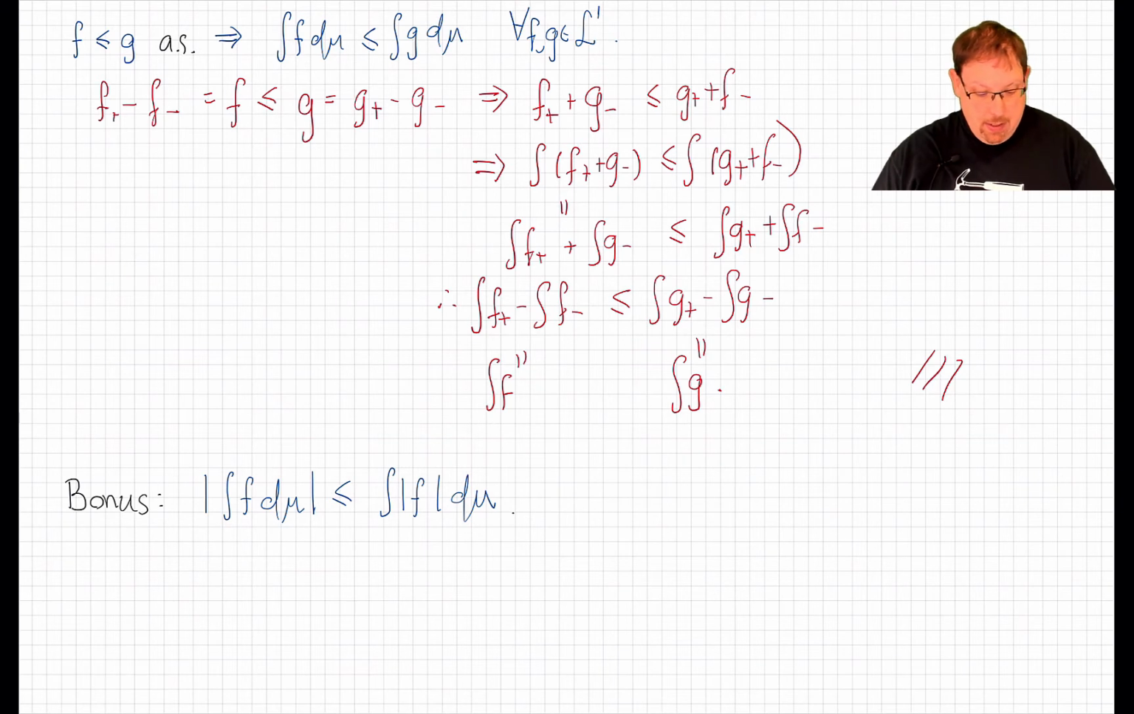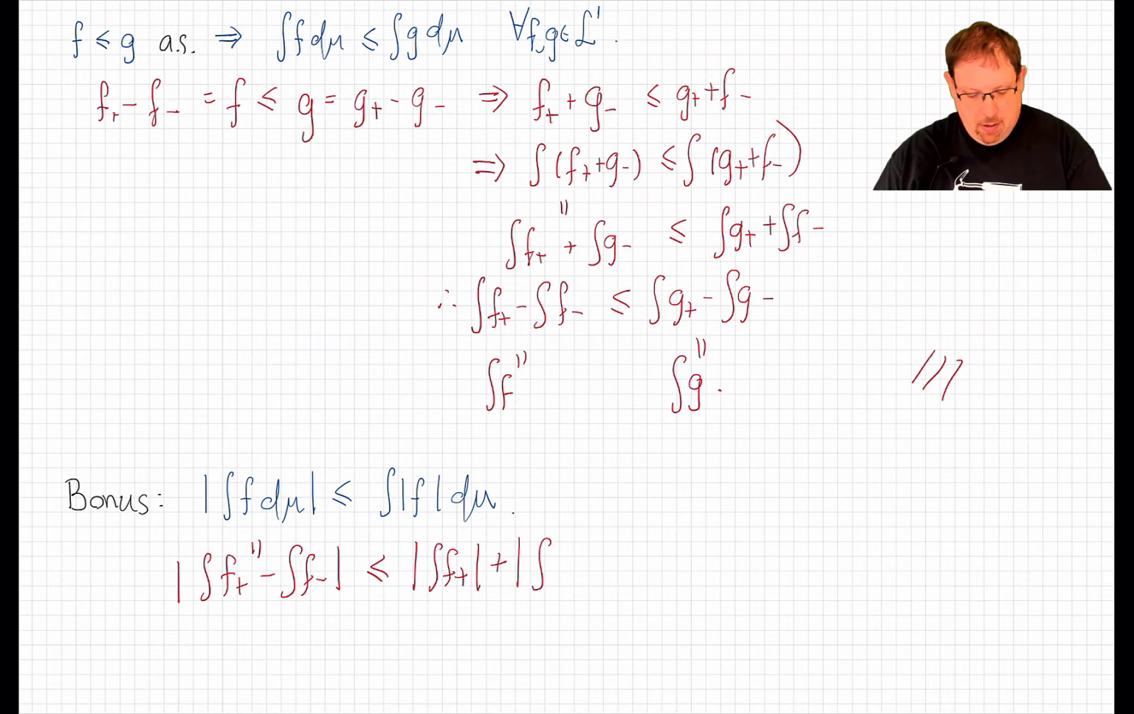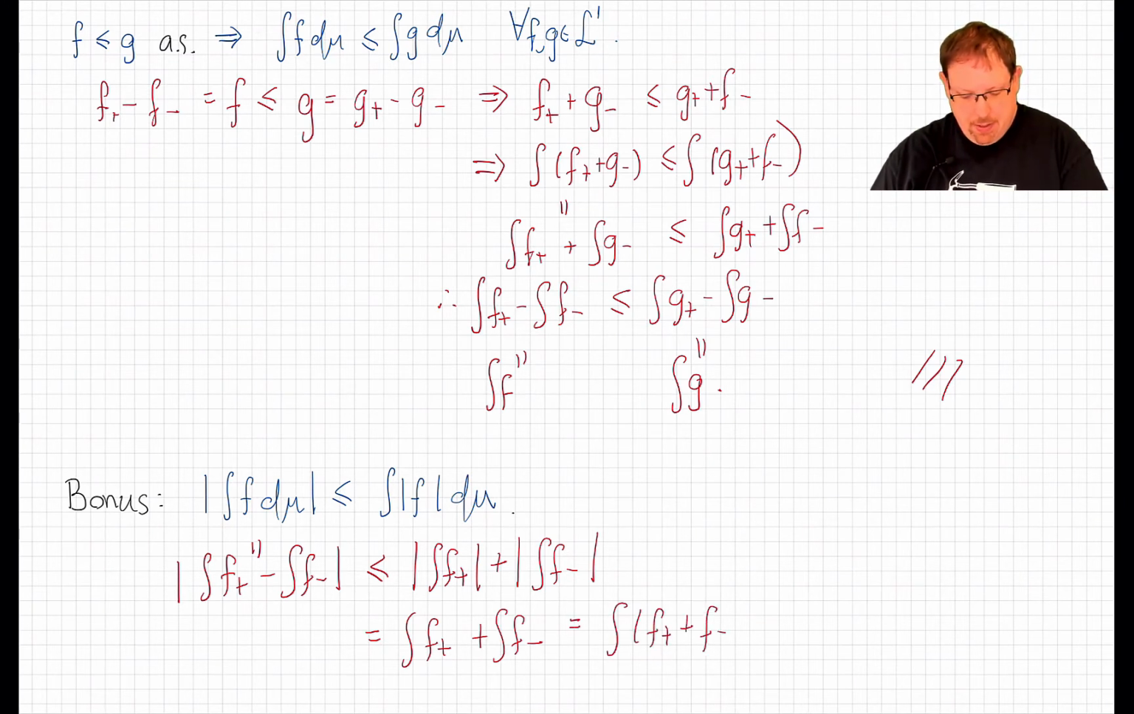just by definition, because this on the left-hand side is the integral of f plus minus the integral of f minus, by the triangle inequality in the real line that's less than or equal to the absolute value of the integral of f plus plus the absolute value of the integral of f minus, but those are integrals of non-negative functions which take non-negative values. Therefore, this is equal to the integral of f plus plus the integral of f minus. By the linearity that we just proved, that's equal to the integral of f plus plus f minus. But f plus plus f minus is the absolute value of f, and that gives us our desired inequality.